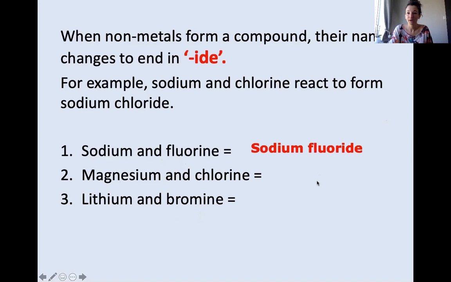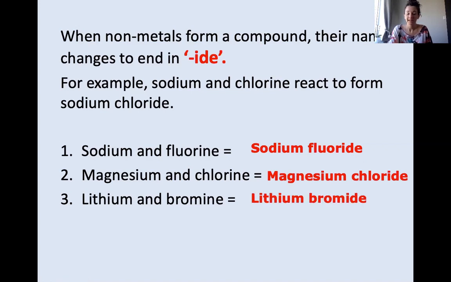Well done. So using the rules, sodium and fluorine will react together to make sodium fluoride. And magnesium and chlorine will make magnesium chloride. And lithium and bromine will make lithium bromide. As long as one of them is a non-metal, there are two elements that are joining together, it always ends in "ide."